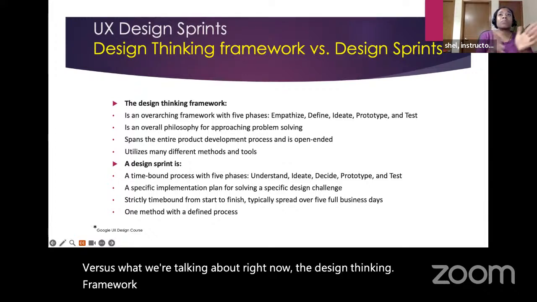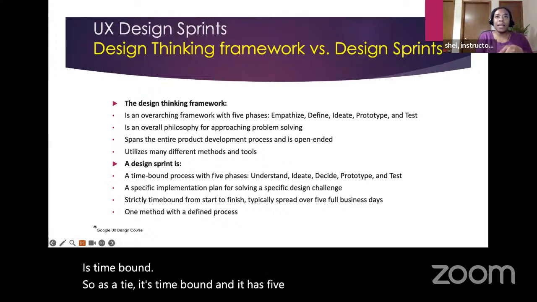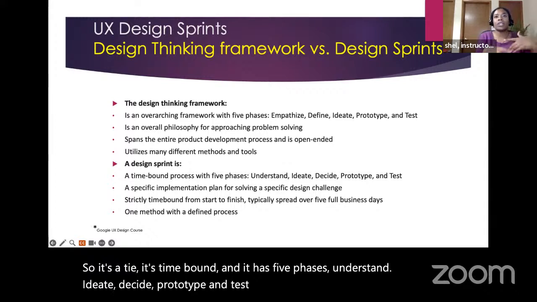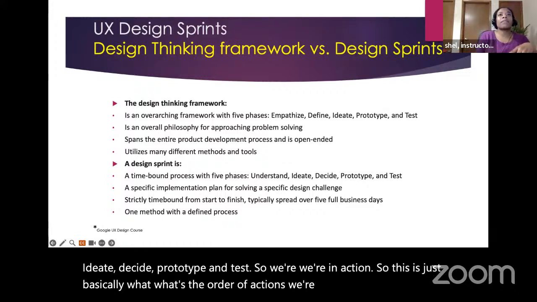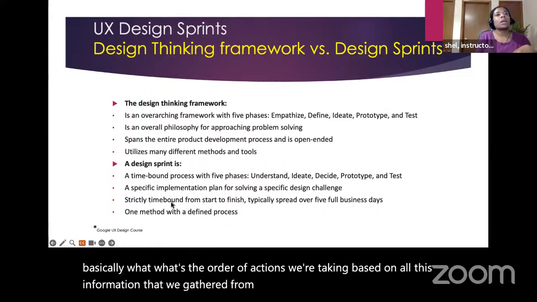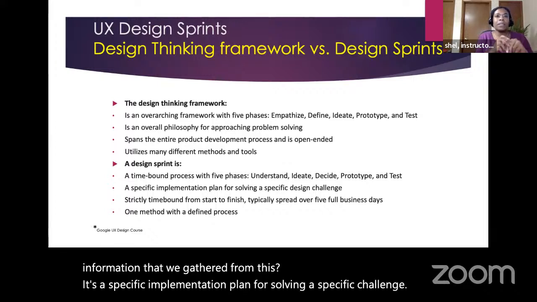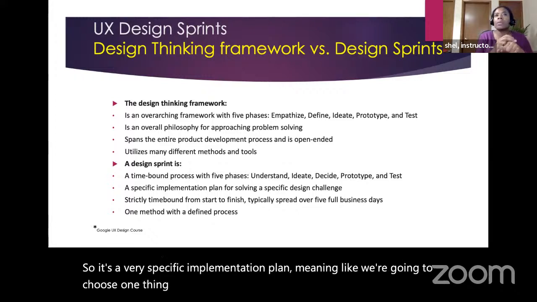Versus what we're talking about right now, the design thinking framework. I'm sorry, the design sprint is time bound. So it's time bound and it has 5 phases: understand, ideate, decide, prototype, and test. So we're in action. So this is just basically what's the order of actions we're taking based on all this information that we gathered from this. It's a specific implementation plan for solving a specific challenge. So it's a very specific implementation plan, meaning we're going to choose one thing and we're going to move forward with that one thing.